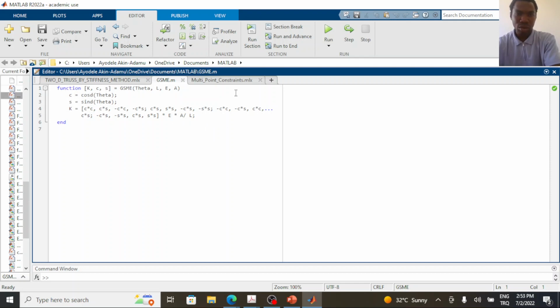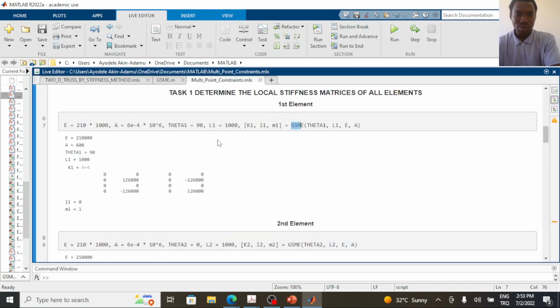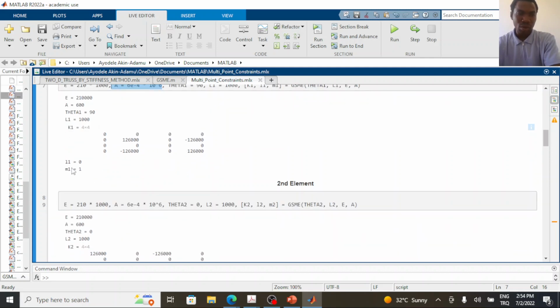So this is the definition. I use this function to create my local stiffness matrix. I just need to enter theta one, which I've already defined as 90 degrees. L1 is 1000 mm. E is already defined as this value here, and A is the cross-sectional area, which I defined there. When this code is run, our local stiffness matrix for element one, defined as K1, is calculated, and also L1 and M1.